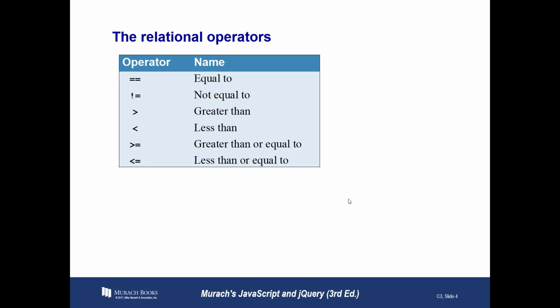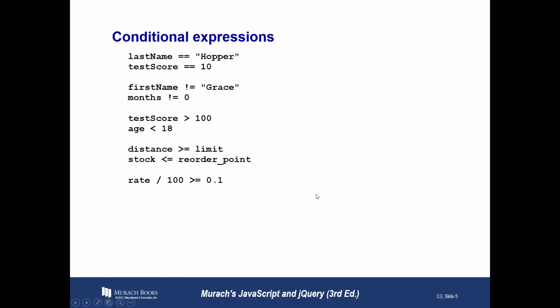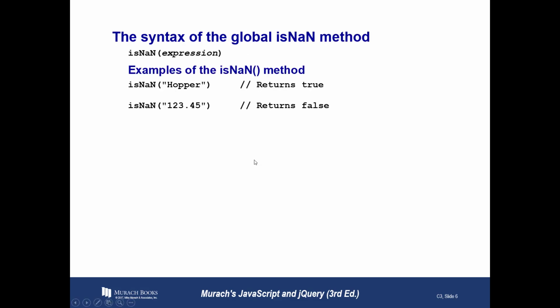Less than, greater than, less than or equal to, greater than or equal to are the ones you probably are already used to. Here are some conditional expressions that use this stuff. You can check to see if something is not a number. This would return true because this is a string, hopper, and it's not a number. This would be false because once you strip this out, it is a number.